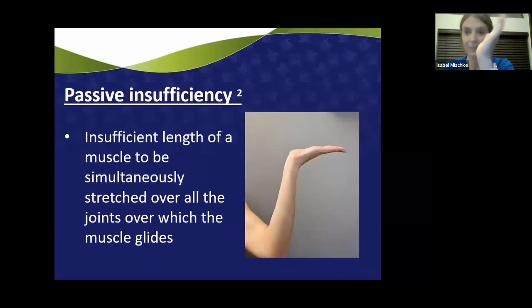Passive insufficiency is basically the exact opposite. So that is obviously why we make a dorsal blocking splint, to prevent your patient from stretching the tendons too far back and then rupturing the suture tendon.